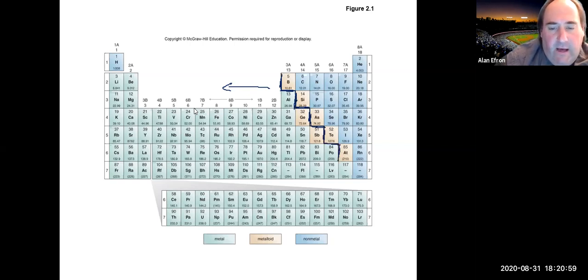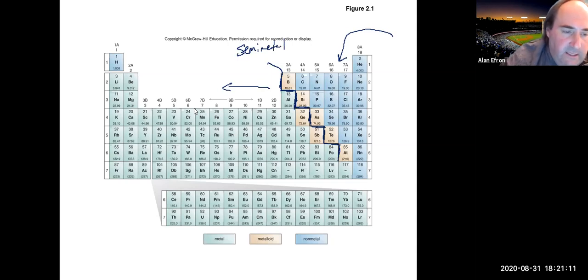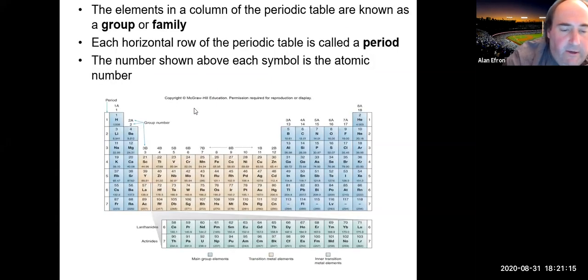To the upper right of that staircase, in this region, we have nonmetals. And right on that staircase are what are sometimes referred to as semi-metals. Our metalloids are those right there. So when we look at a periodic table, going up and down, these are referred to as groups. If you're really old, sometimes people call them families, but not too much anymore. Most people go with groups.